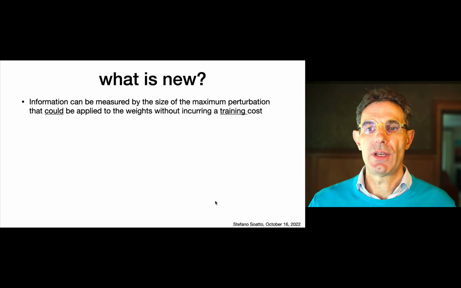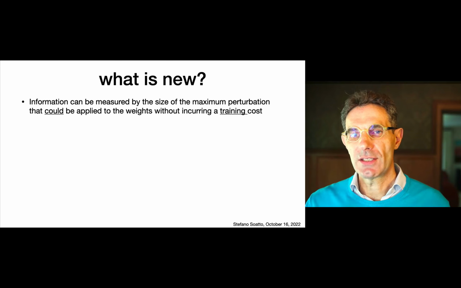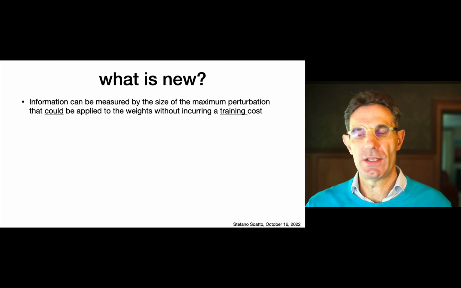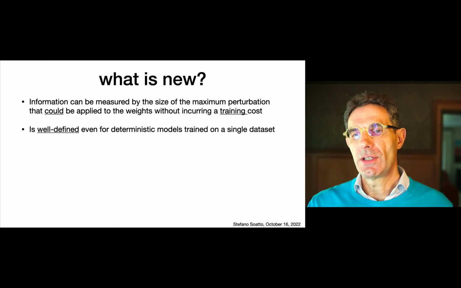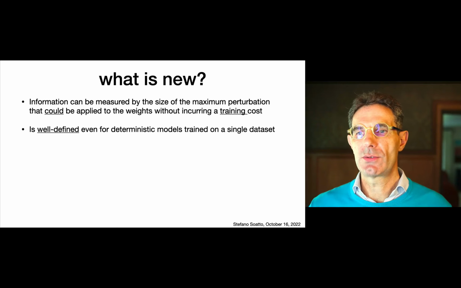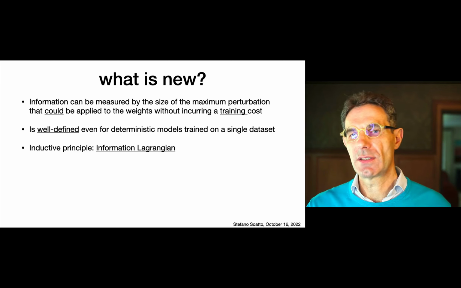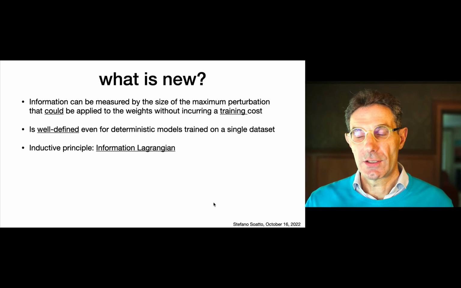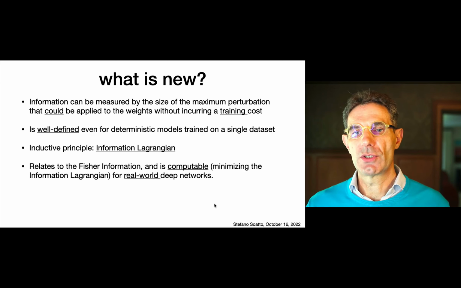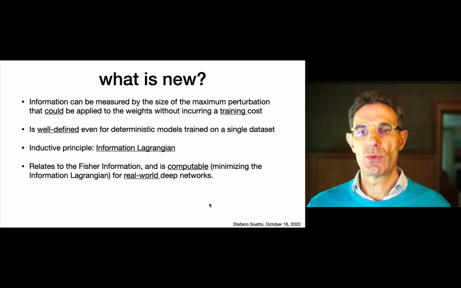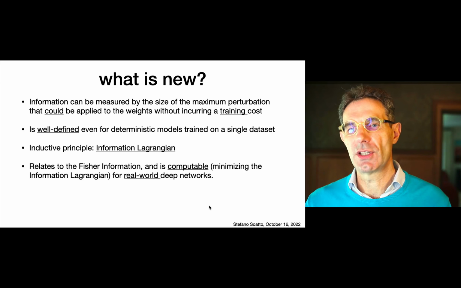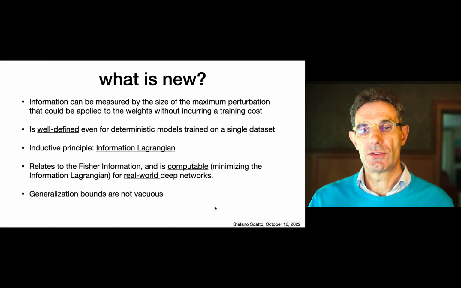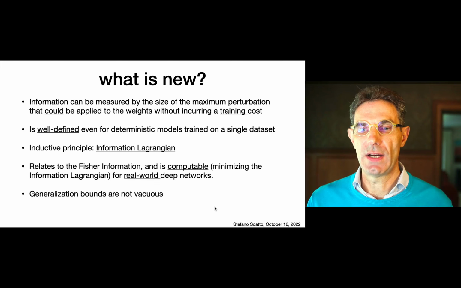There is a definition of information that can be measured by the size of the maximum perturbation that you could apply to the weights, you don't technically apply it, without incurring a training cost. This is well defined, whether or not you have a deterministic model or a stochastic model like a Bayesian neural network, whether it's trained on a single data set or on a distribution of data sets, whether it's trained with stochastic gradient descent or deterministic gradient descent. Associated with this information, there is an inductive principle, which is the information Lagrangian, and this relates to Fisher information and is computable for real-world deep networks, not in the trillions of parameters, but in the many millions, not just toy problems. And this also yields generalization bounds that are non-vacuous.